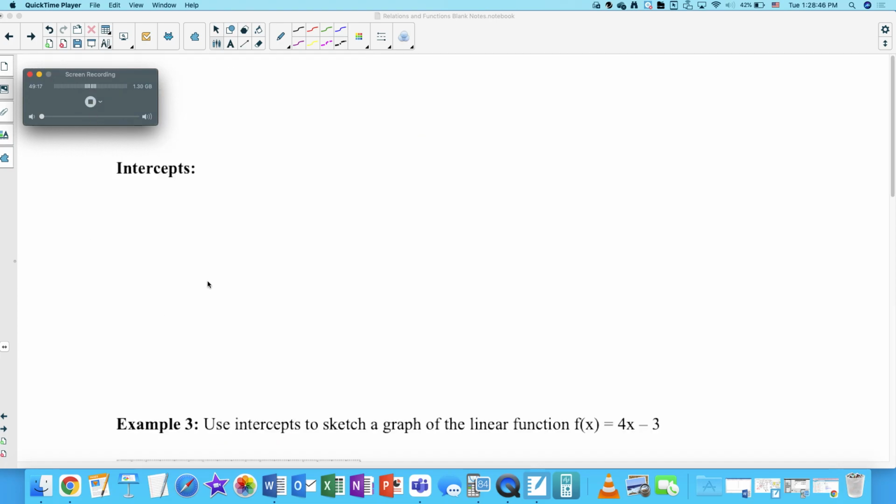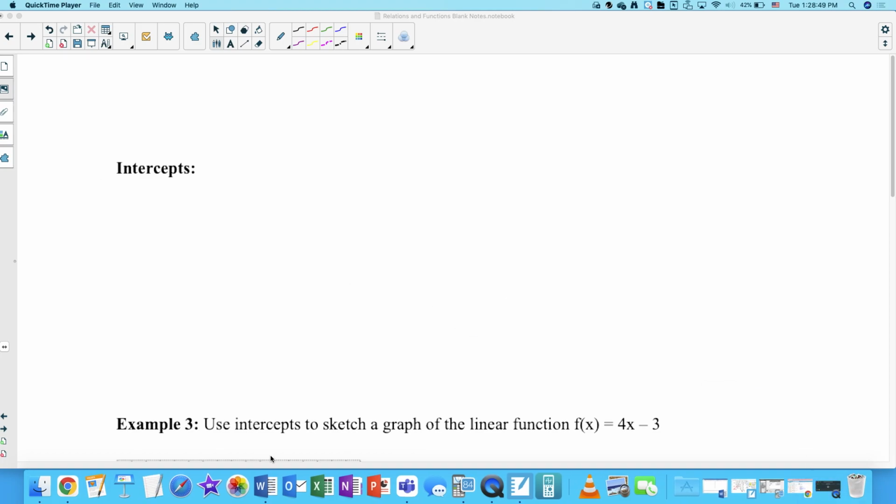Where the graph touches each axis. The x-intercepts are the value of x when the graph touches the x-axis, and the y-intercept is the value of y when the graph touches the y-axis. So for example, if you have, I don't know, let's say this is negative 2 and 2, and this is 1.5.